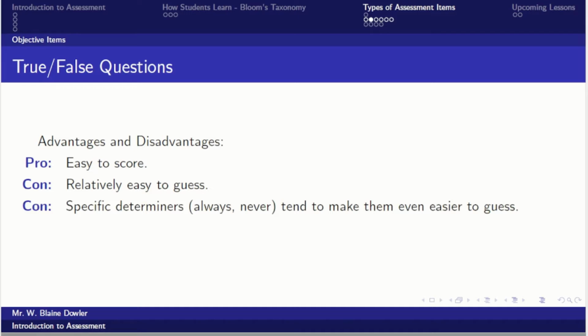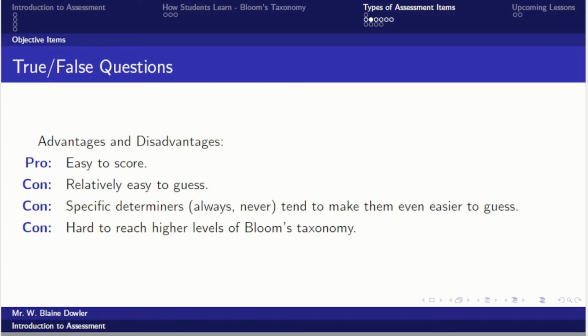And if you have specific determiners, like always or never, then they get even easier to guess, because almost every rule has exceptions. So if you're not talking about mathematical or scientific constructs, and even then not as often in science, then there always is some wiggle room, and you could find exceptions to almost every rule. So when you see words like always or never, that's a dead giveaway that this is probably going to be false, because there are exceptions to almost everything.